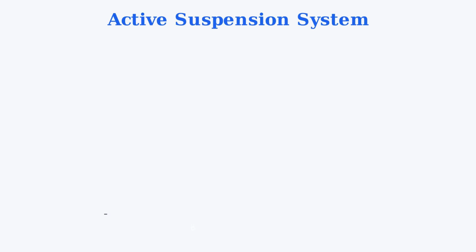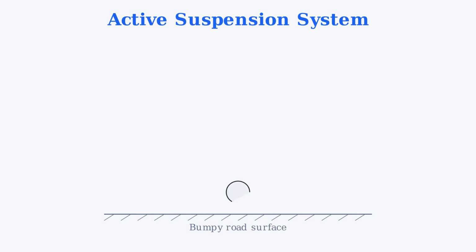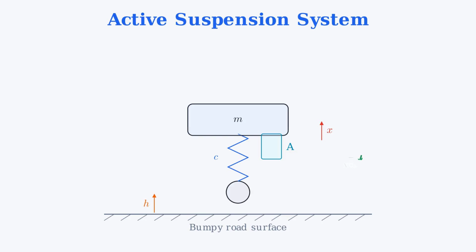Here is the problem. We have a car driving on a bumpy road. The car body has mass m and sits on a spring with a spring constant c. There is also a hydraulic cylinder with a surface area A that can push the body up or down. An electrohydraulic converter takes an input voltage U and creates a pressure difference delta P equals K times U.